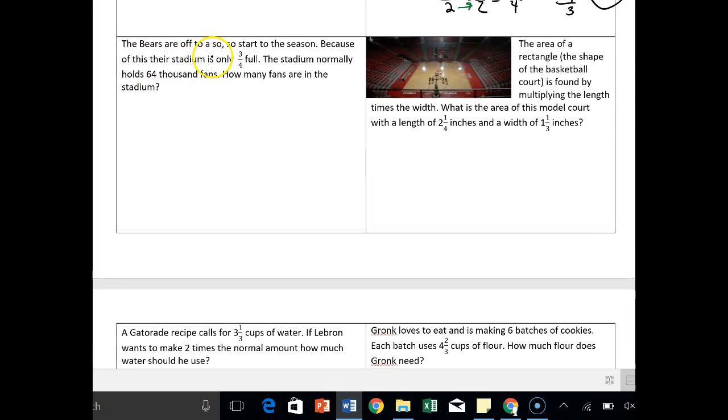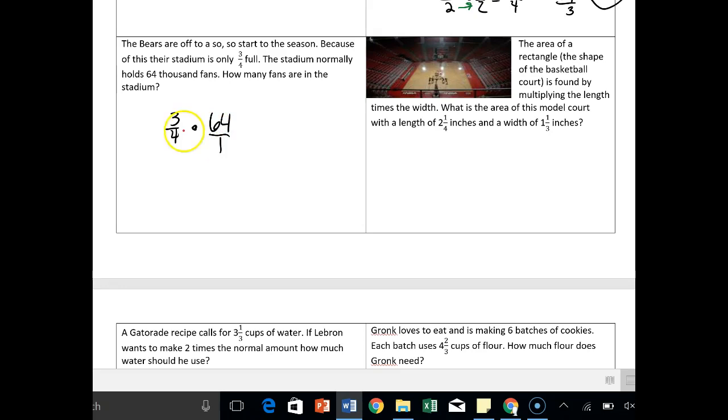The Bears are off to a so-so start this season. Because of this, their stadium is only 3/4 full. The stadium normally holds 64,000 fans. How many fans are in the stadium? So 3/4 of 64,000, right? That's what we want. So 3/4 of 64,000. I'll just put 64 and we'll put 1,000 at the end. So put it over 1.